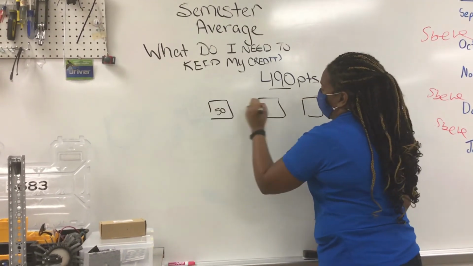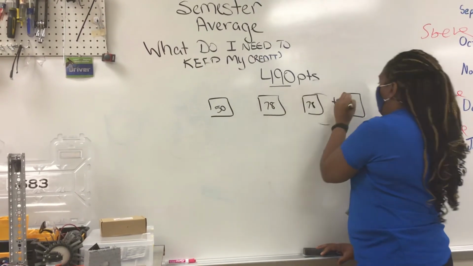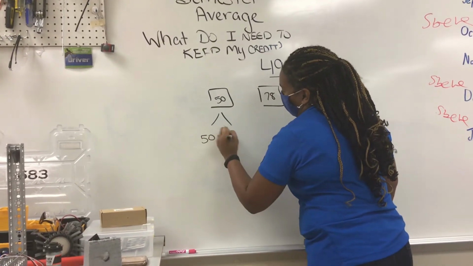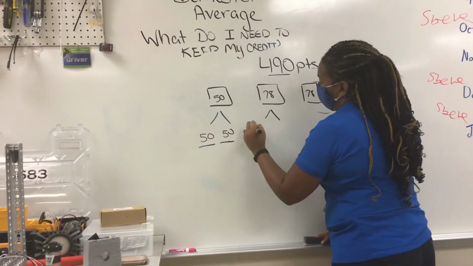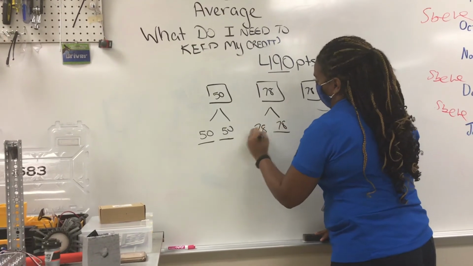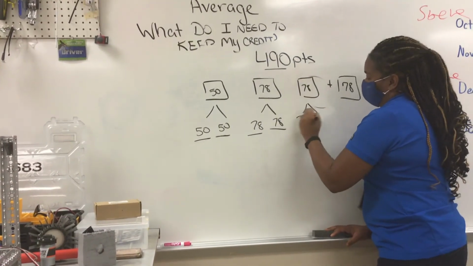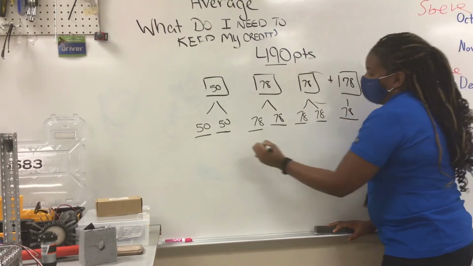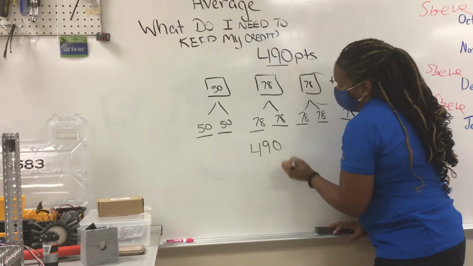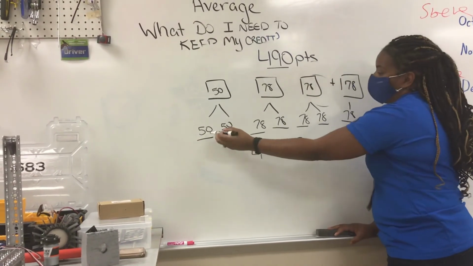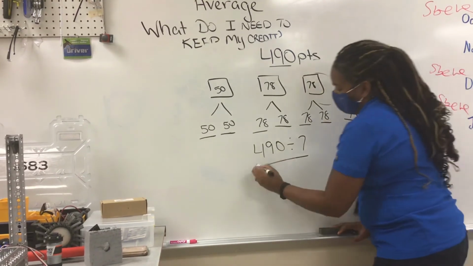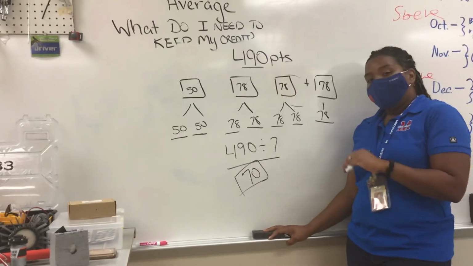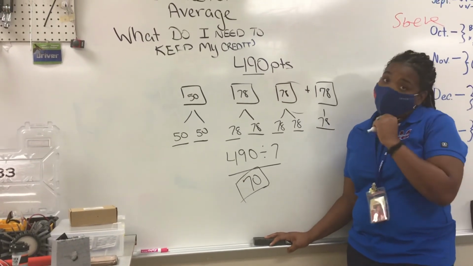A 50 here, a 78, a 78, and a 78, giving us 2 50s, giving us 2 78s, another 2 78s, and 1 more. That will give us the 490 points we need, divided by 7 grades, 1, 2, 3, 4, 5, 6, 7, to give you the 70 that you needed for the semester average. Okay? Now, granted, there's a few decimal points off there, but you would end up with your 70 to maintain your credit.